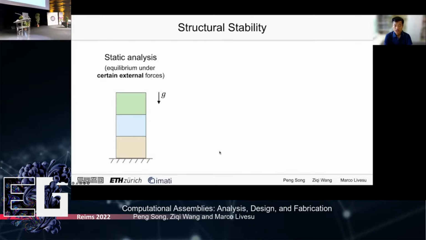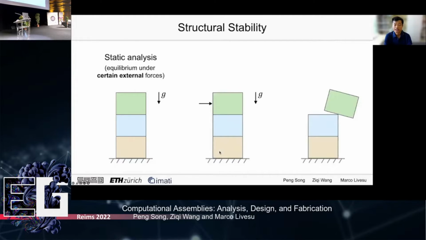A structurally stable assembly means it can be in equilibrium under certain external forces. Taking this assembly as an example, it is in equilibrium under gravity. Static analysis is a widely used method to test if a given assembly is in equilibrium under a certain external force.